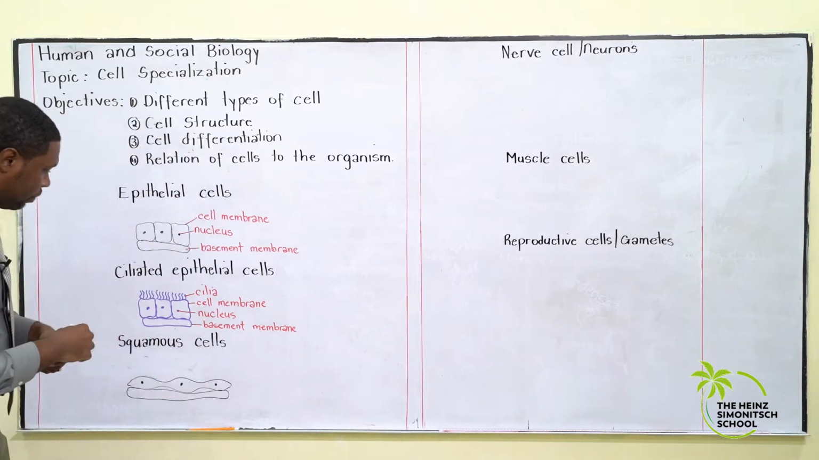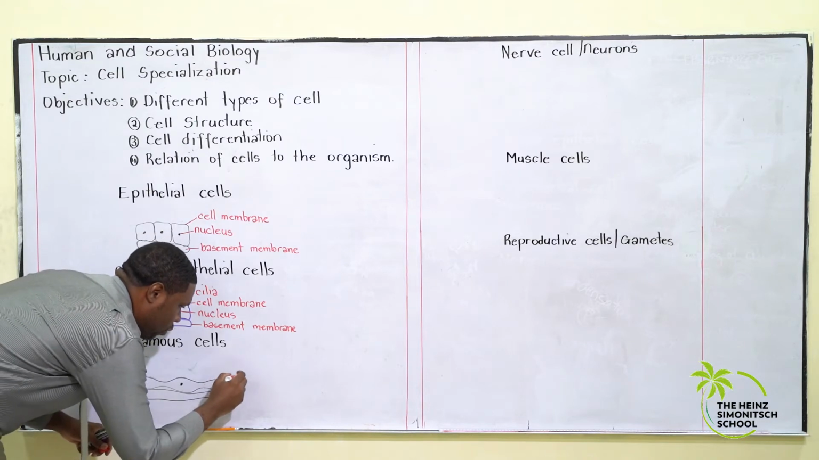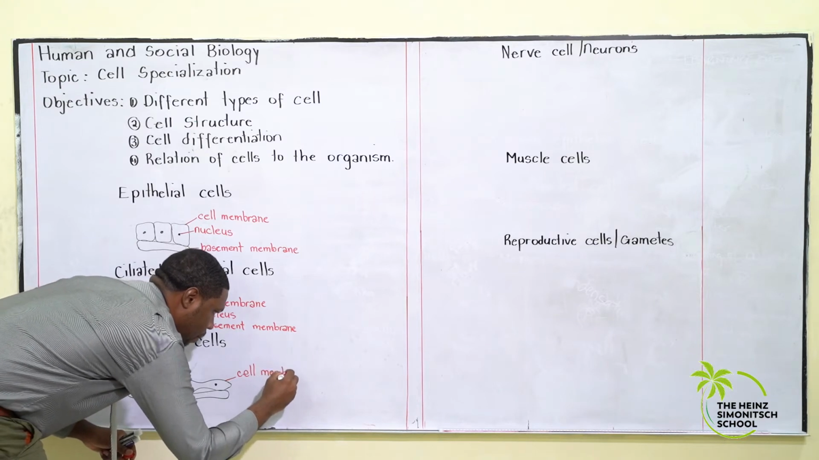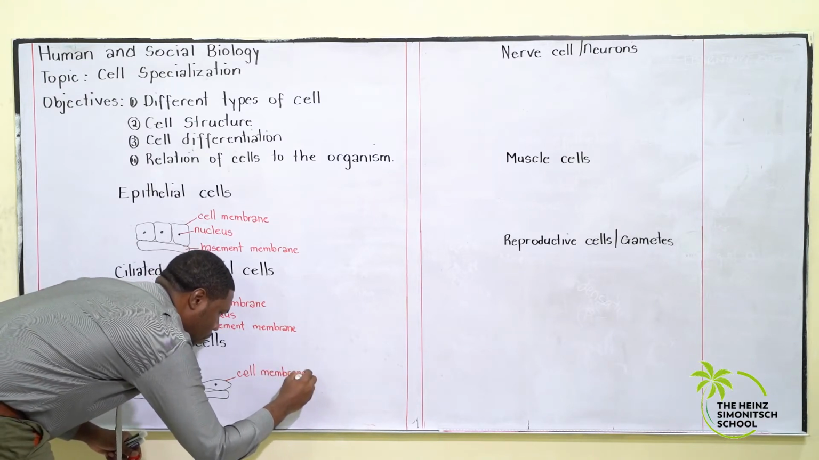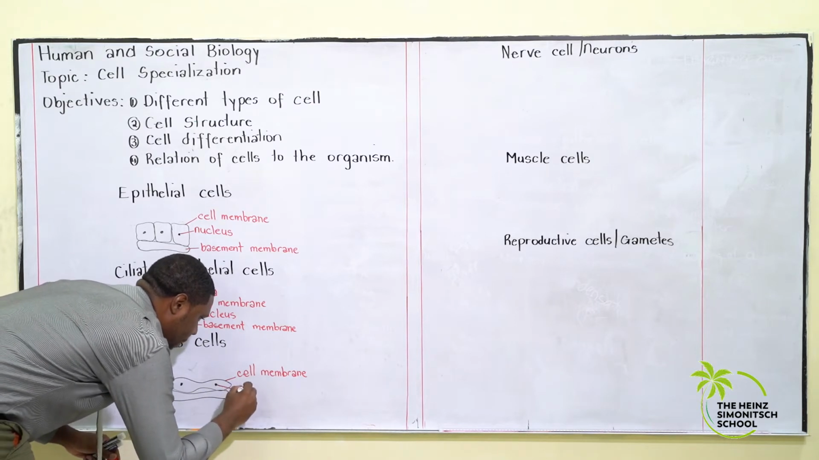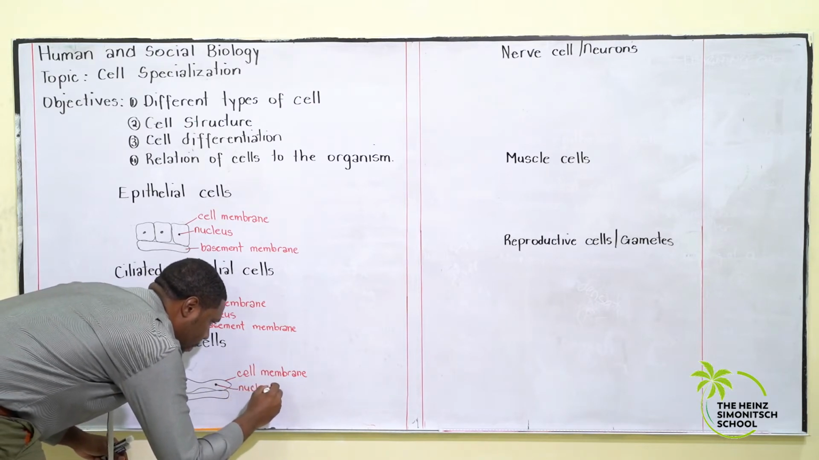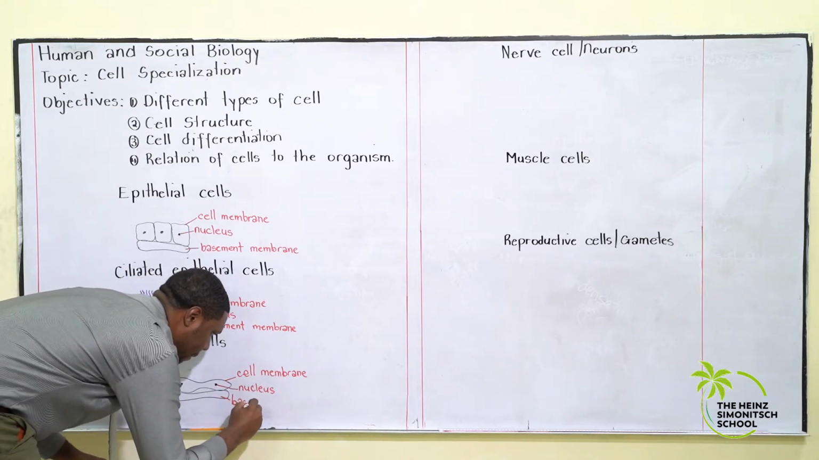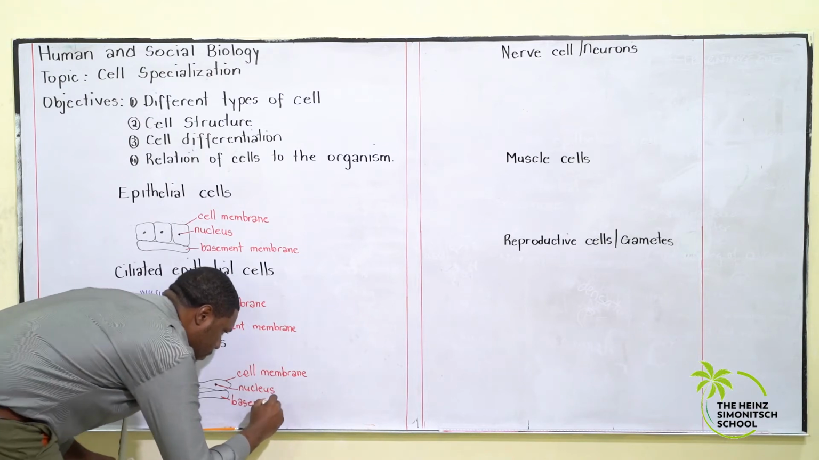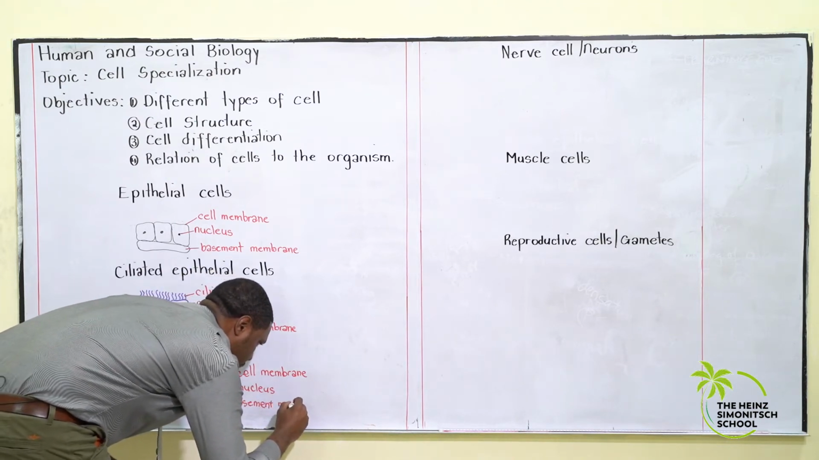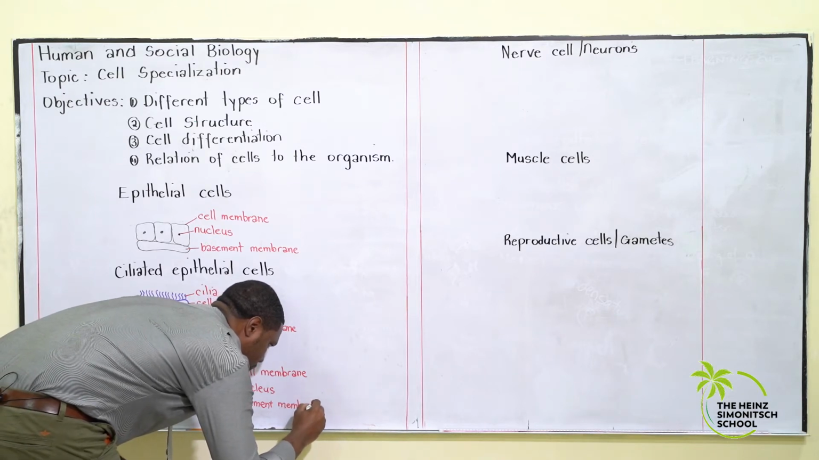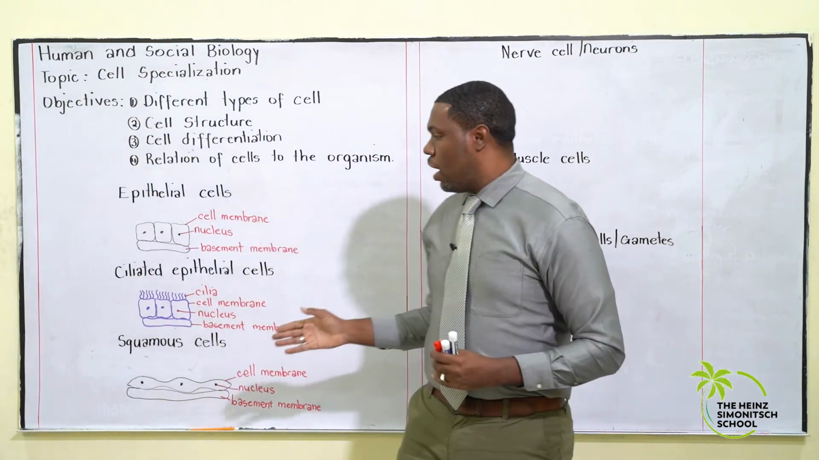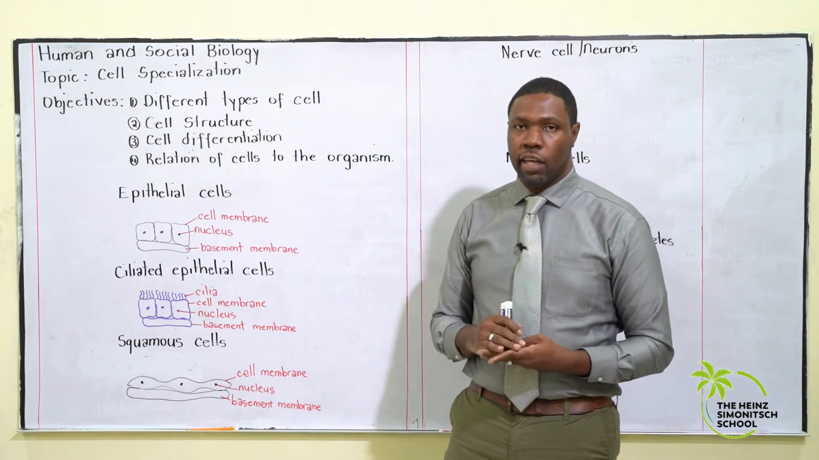Now let's label. We have the cell membrane, the nucleus, and of course, the basement membrane. And there you have it, students, a simple drawing of the squamous cell.